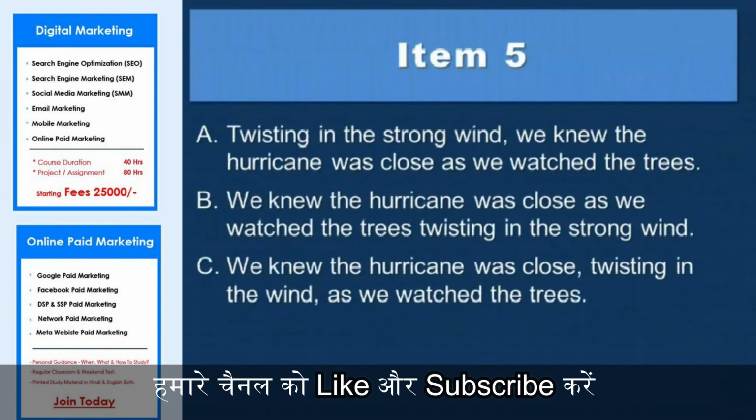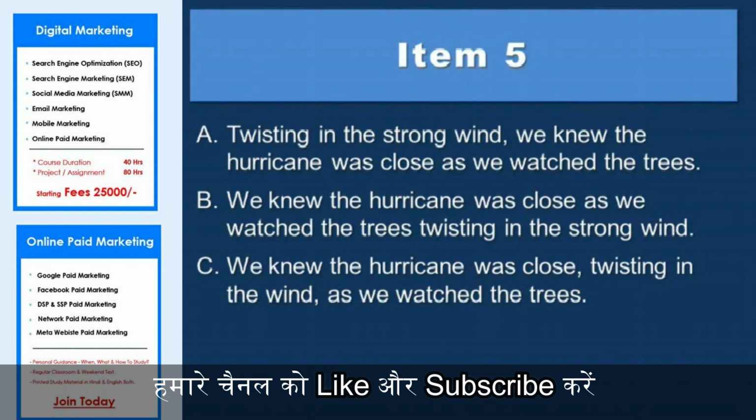Question number 5 coming up now. Are you gaining confidence with the questions? Let us move on. Choice A now: "Twisting in the strong wind, we knew the hurricane was close as we watched the trees." Twisting in the strong wind. So were we twisting in the strong wind? No. A is problematic.